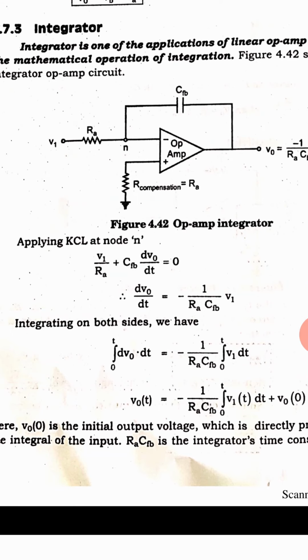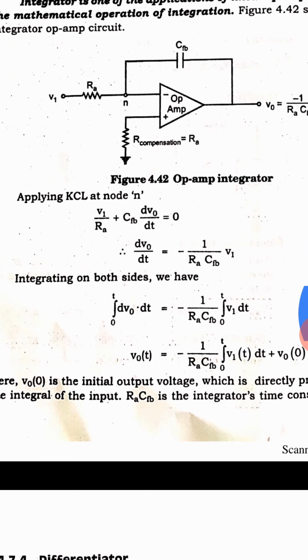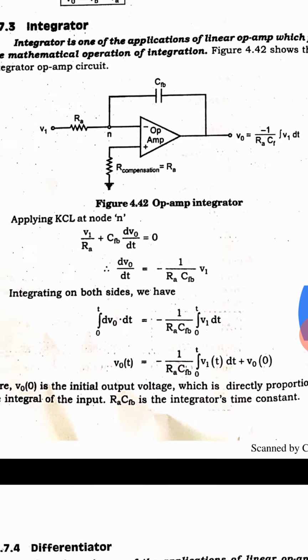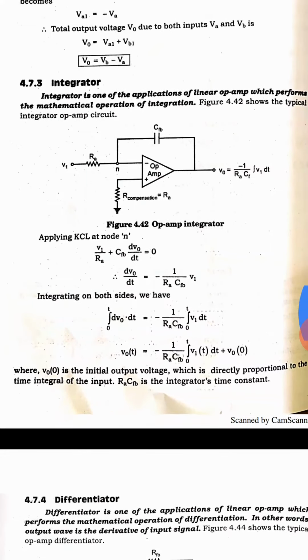Integrating on both sides, the limits will be 0 to t. By integrating dV0, we have V0 of t. Substituting the upper and lower limits, V0 of t is minus the integral, plus the lower limit V0 of 0, which is brought to the right-hand side as positive. I keep this expression as it is. So with respect to the R value, the C value, the input signal will be integrated.